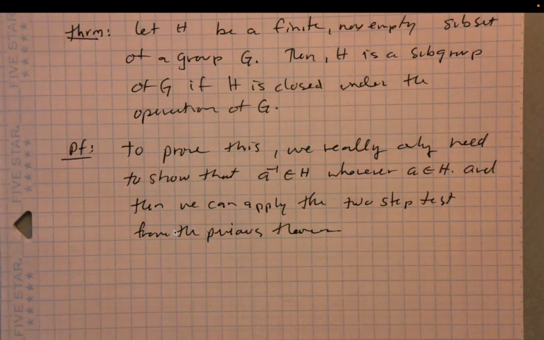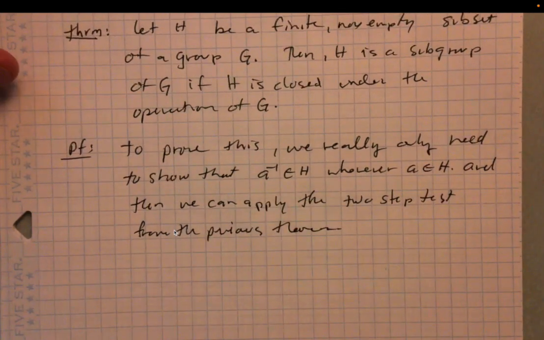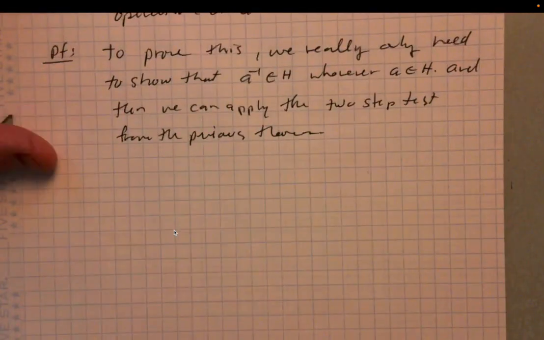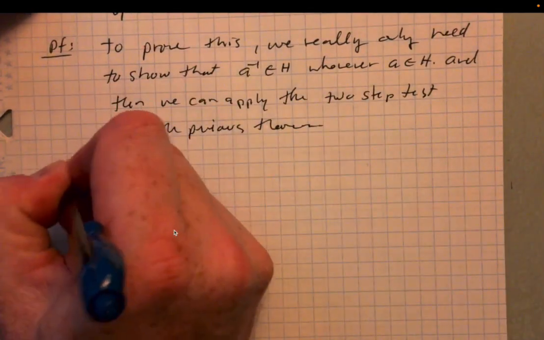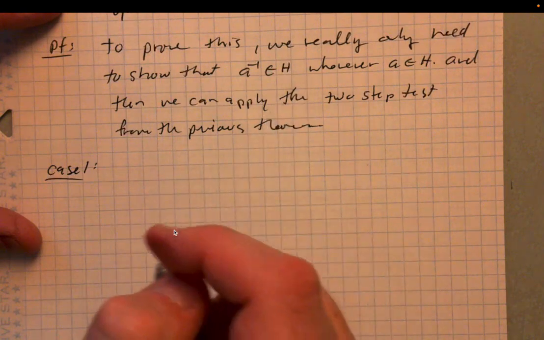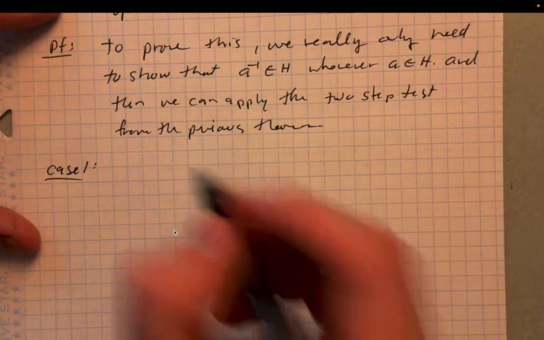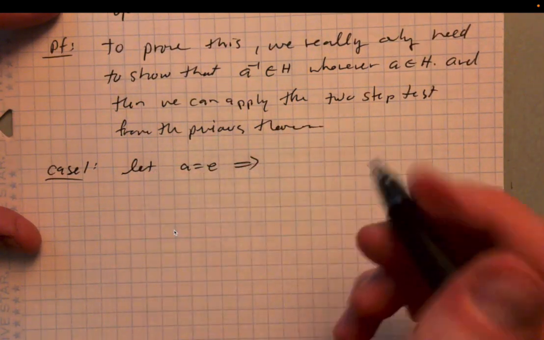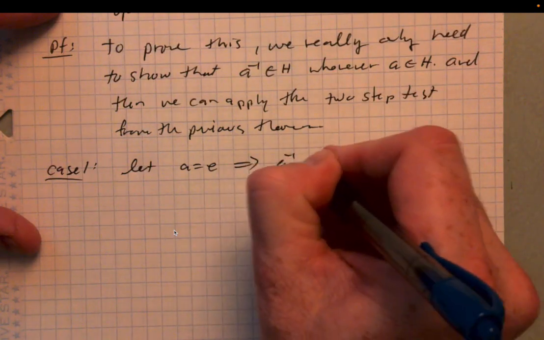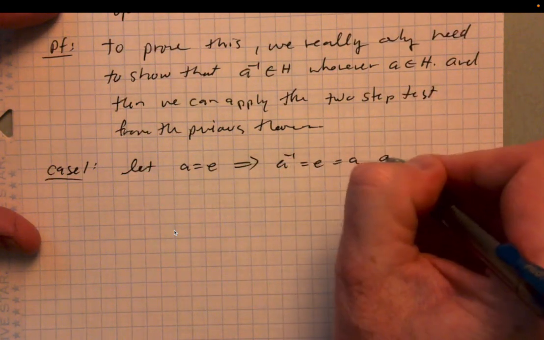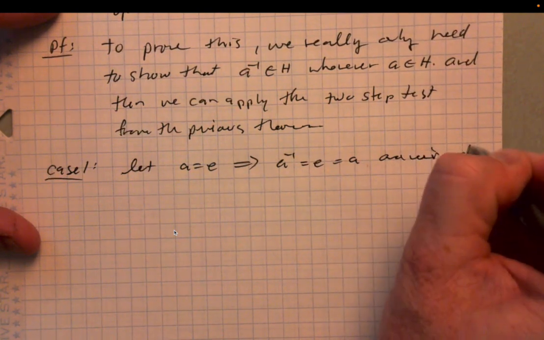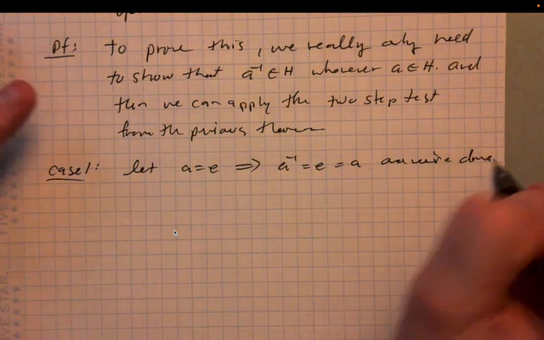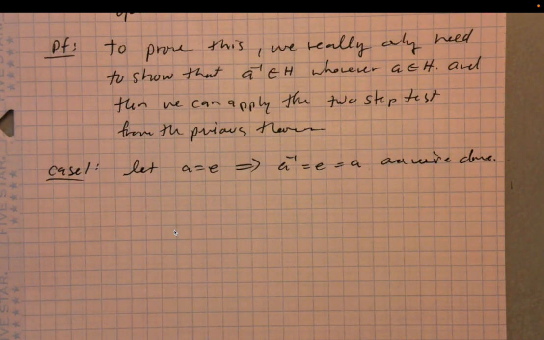All right, so let's go ahead and try to show that a in H implies that the inverse is in H. Let's consider two cases. The first case is really straightforward: when a is equal to the identity. If we let a equal e, then that implies that a inverse is equal to e, which is equal to a, and we're done. So that's case one.